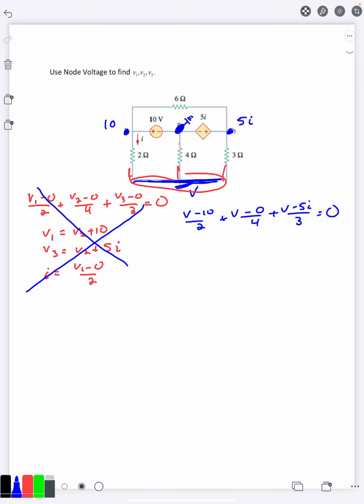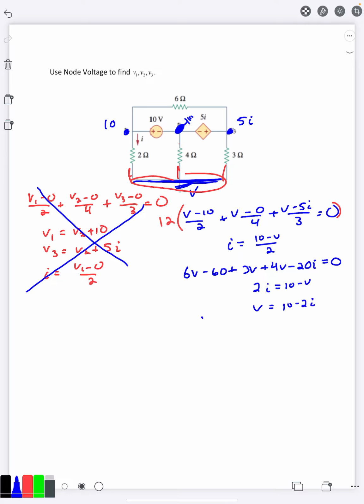I do need to get my dependent source equation. So my variable there is I, and in this case it's going to be 10 minus V over 2. So now I only have 2 equations and 2 variables to solve. It's going to be significantly easier. Maybe I'll go ahead and multiply everything in the top equation by 12. That would get me 6V minus 60 plus 3V plus 4V minus 20I is 0. And the bottom one, I'd have 2I is 10 minus V. So maybe solve for that V is going to be 10 minus 2I.